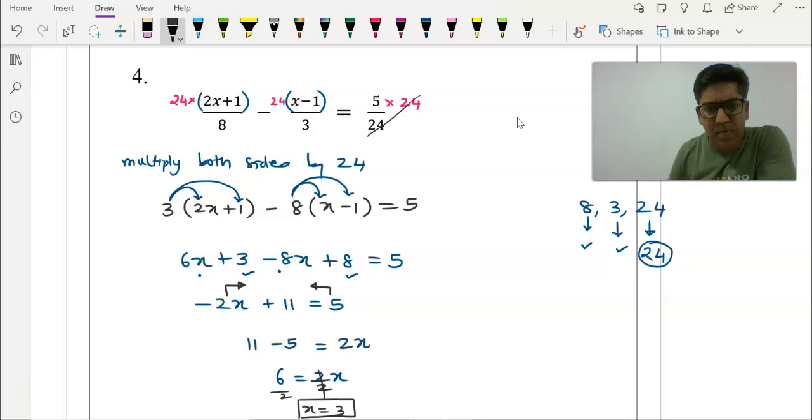So whenever we have numbers in the denominator, the best option is to multiply throughout by the LCM of the denominators. The denominator gets cancelled, so it becomes a simple equation. You just expand, combine the like terms and solve the equation.